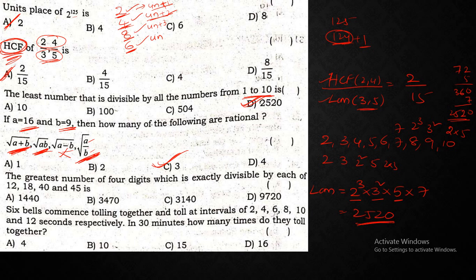The greatest number of 4 digits which is exactly divisible by each of 12, 18, 40 and 45. For this also, what should we do? We need to take the LCM of these 4 numbers.